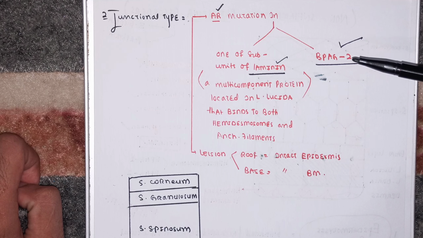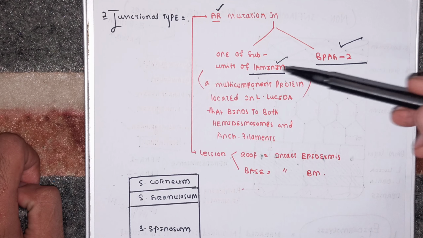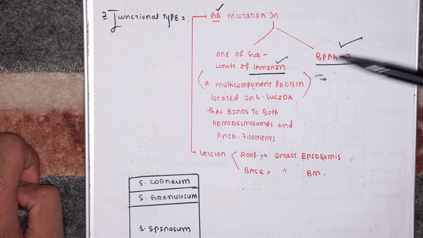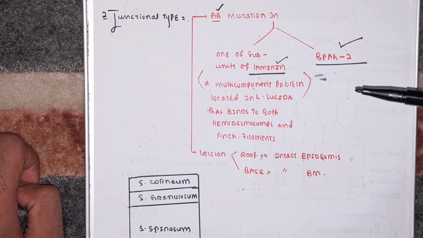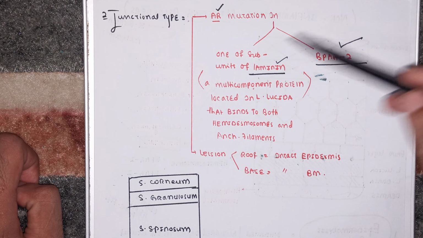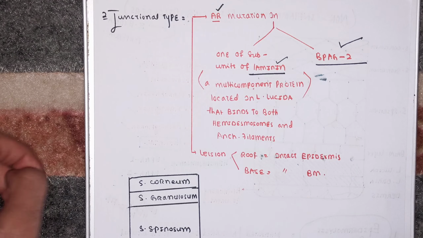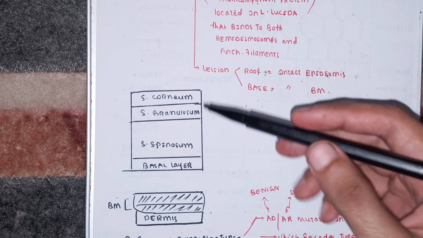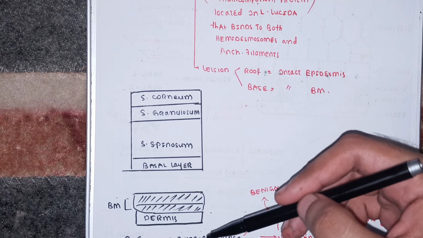If there is no BAPAC2 or no laminin, do you think, beta, the epidermis will be any more connected with the basement membrane? Because laminin and BAPAC2 are very important proteins. They connect the epidermis to the basement membrane, especially BAPAC2 in hemidesmosomes. If these proteins are mutated, do you think the epidermis will be attached to the basement membrane anymore? No. See here in this picture, this is the junctional type epidermolysis bullosa.